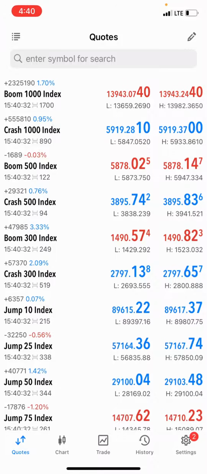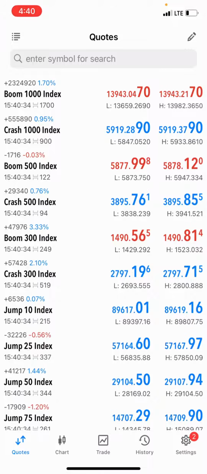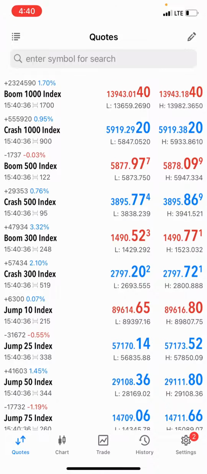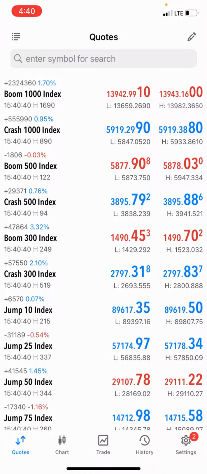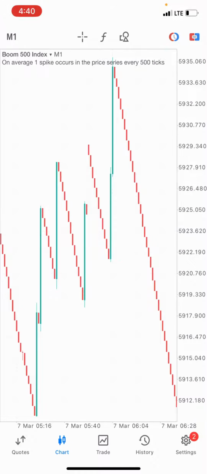So in today's video, I'm going to share with you a powerful strategy that you can use to trade the boom and crash indices successfully. We're going to be using just two indicators for this strategy, and the indicators are the relative vigor index and the awesome oscillator.